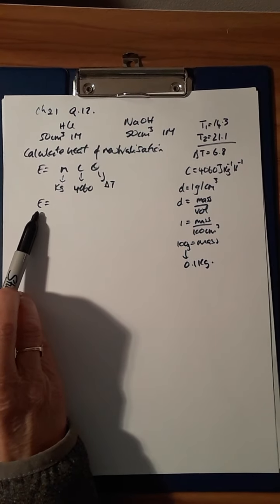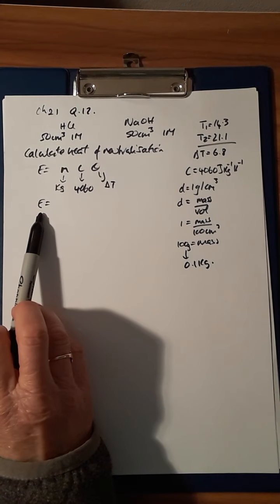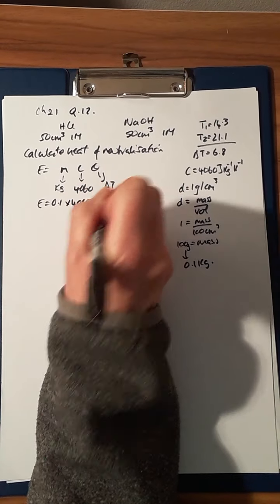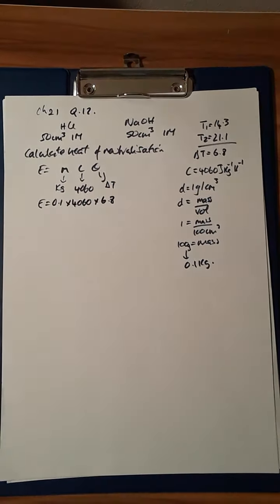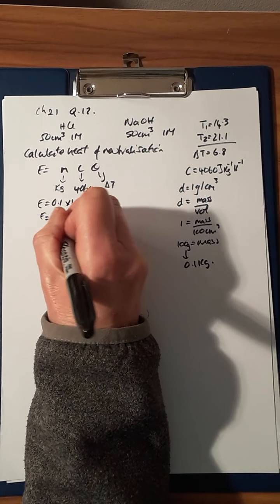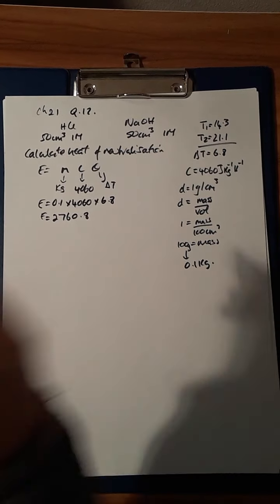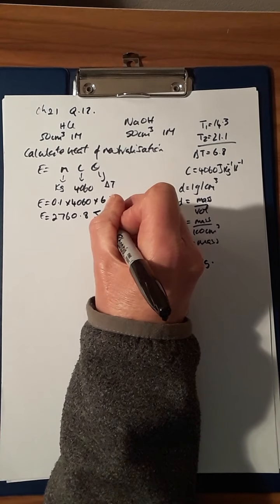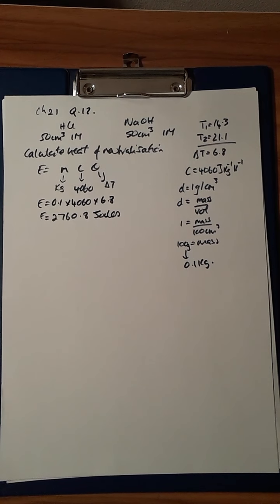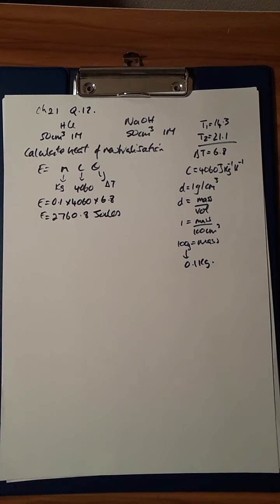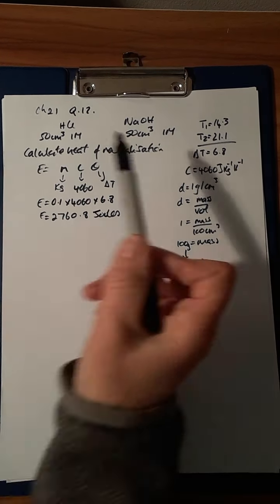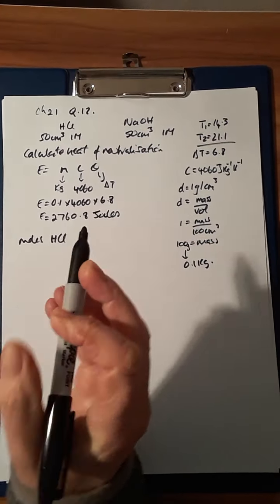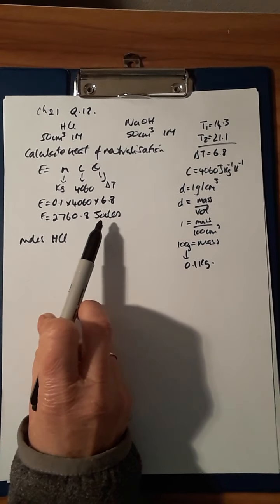Right, so the amount of heat energy generated when you mix this acid and base is 0.1 multiplied by 4060 multiplied by 6.8. And when you multiply those three numbers out, you get 2760.8. So that's in joules, because the specific heat capacity was given in joules. So this is the amount of joules that was generated. Okay, now where did that energy come from? It's the H pluses you're interested in, not the OH minuses, always the acid. So how many moles of HCl generated 2760.8 joules?